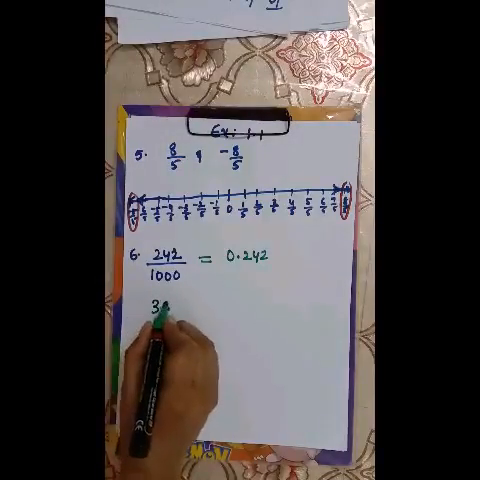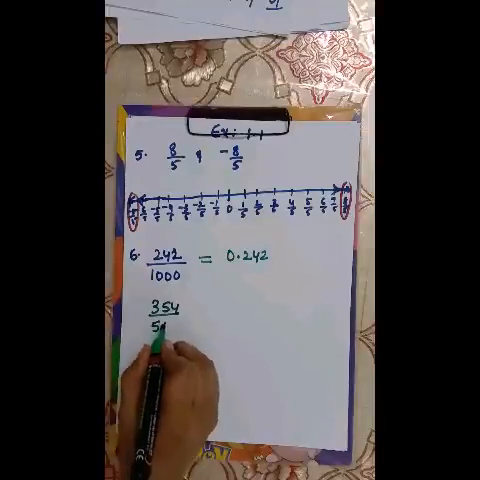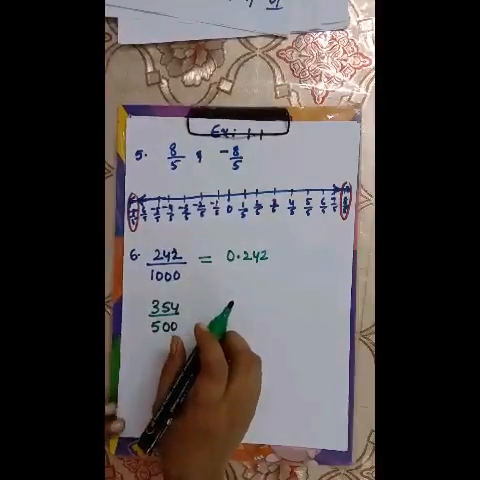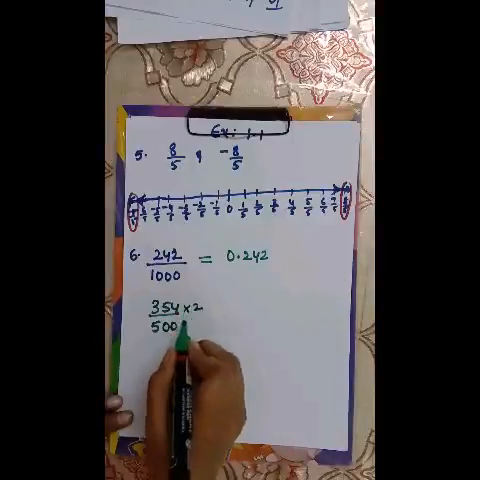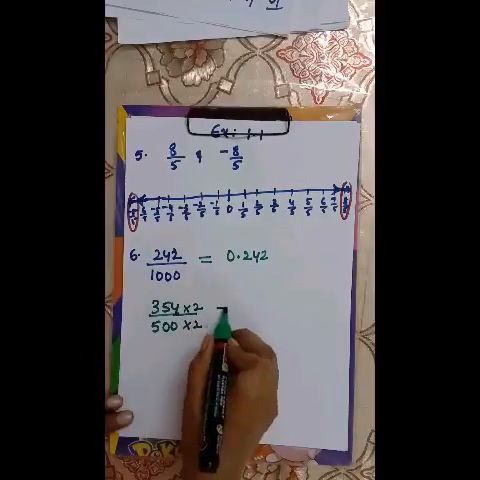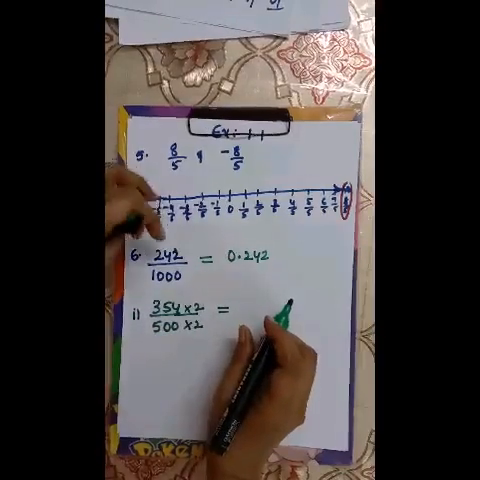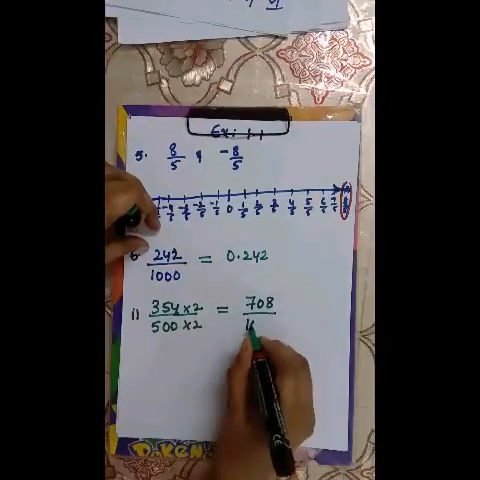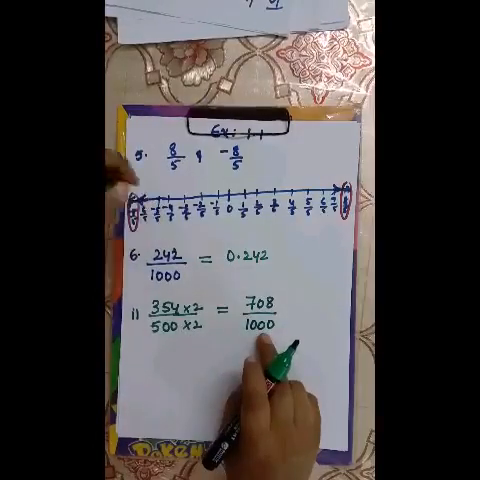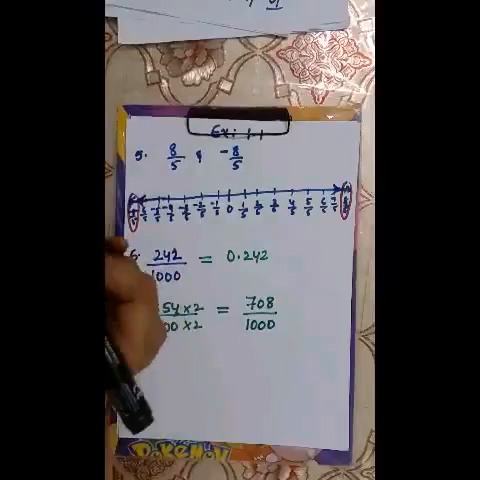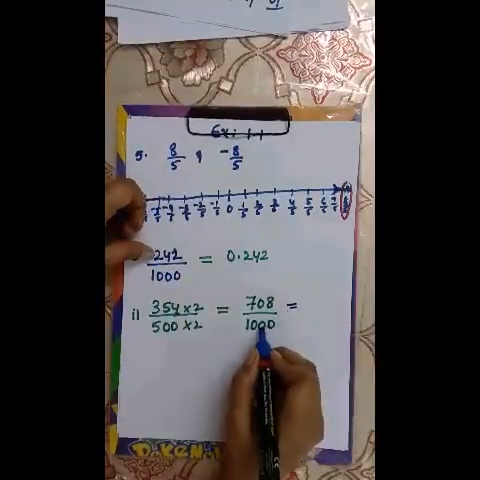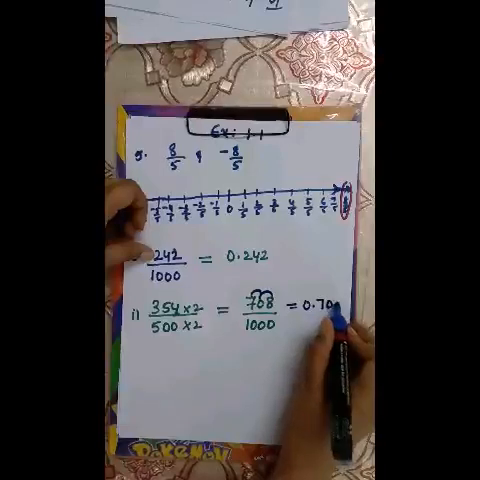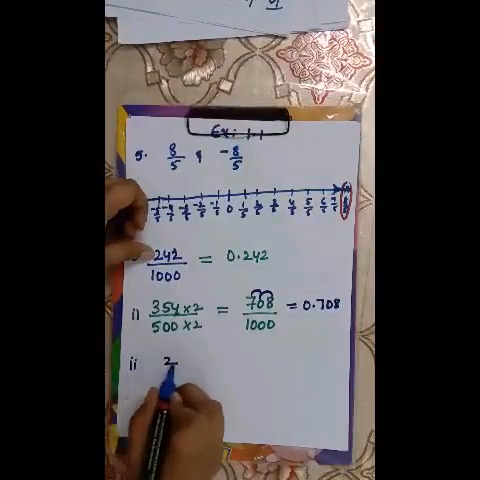Same, 354 by 500. See, I will make this easy by multiplying numerator and denominator by 2. When we multiply this, 354 by 2 we will get 708 by 1000. When we multiply 500 by 2 we will get 1000. From here you know how to change this into decimal. How many zeros are there? 1, 2, 3. Now shift 1, 2, 3. 0.708.